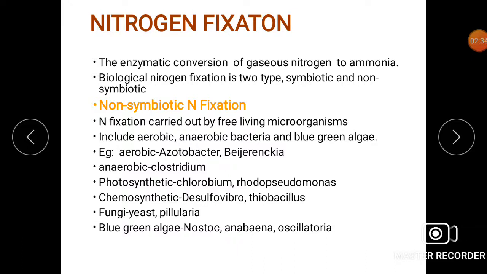Aerobic bacteria like acetobacter, and anaerobic like clostridium, photosynthetic like chlorobium, rhodopseudomonas, and chemosynthetic like thiobacillus, desulfovibrio, and fungi like yeast, pilularia, and blue-green algae like nostoc, anabaena, oscillatoria, etc.